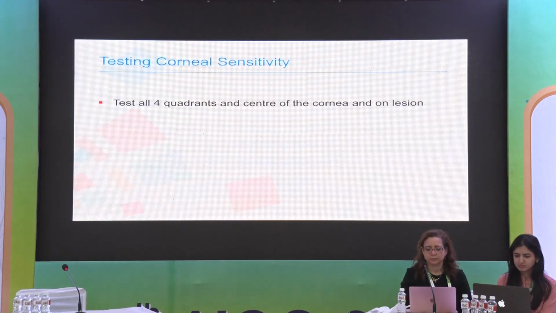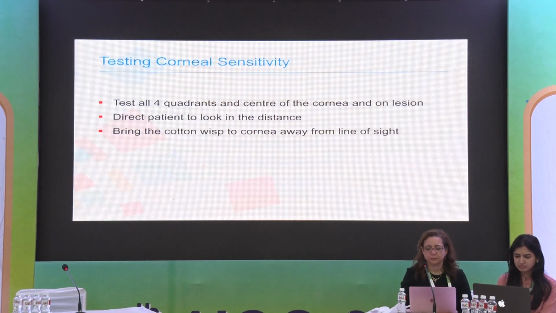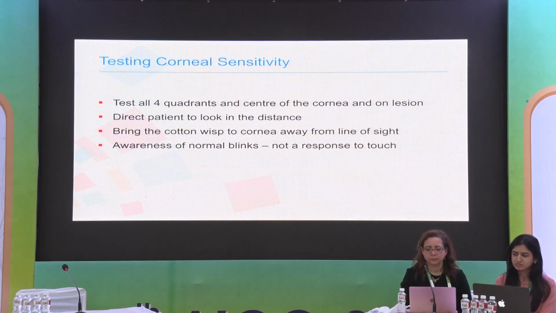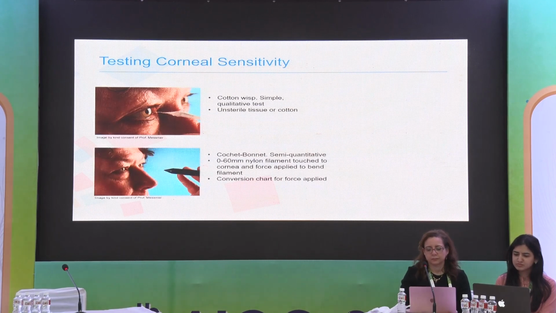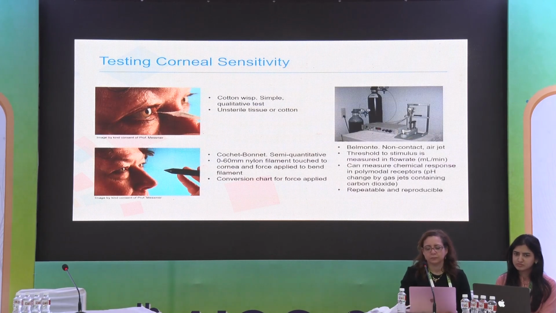So corneal sensation, we should test by testing all 4 quadrants, ask the patient, and also test the cornea and the conjunctiva, because you can get corneal sensation impaired with normal conjunctival sensation. And some patients will have a normal blink reflex, and always test the sensation before you put topical anesthesia. So here are different ways by which we examine, but the cotton wisp is the commonest.